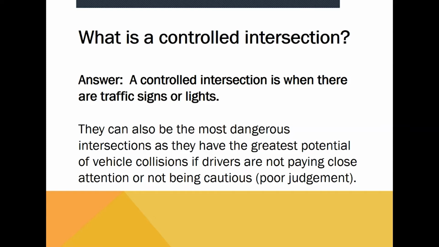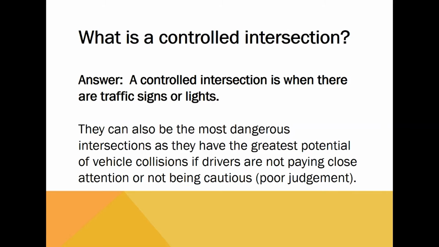Your controlled intersection is where there are traffic lights and signs. With controlled intersections, it's very important to pay attention because they can also be the most dangerous intersections. Even though they're controlled by traffic lights, there's often a lot of things that could be going on in an intersection, especially as they get bigger. The larger ones definitely have the greatest potential for vehicle collisions, especially as drivers are making left-hand turns or there's pedestrians. There's just a lot of things to go along with it.